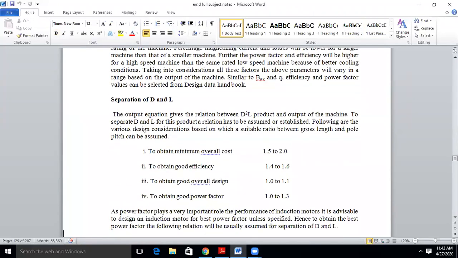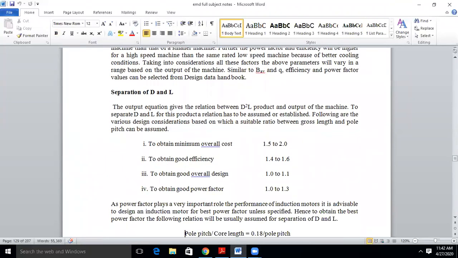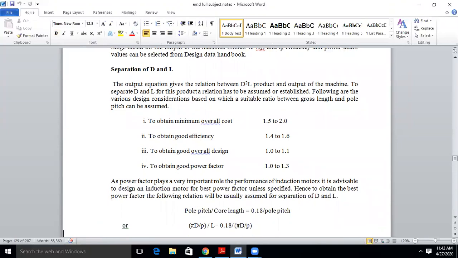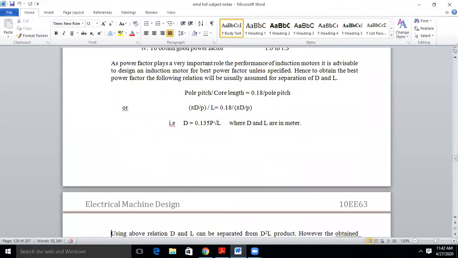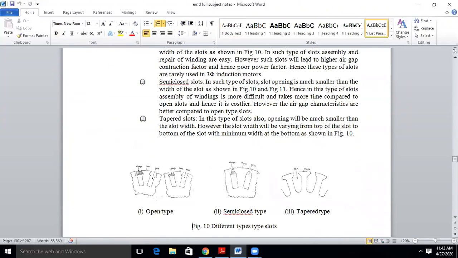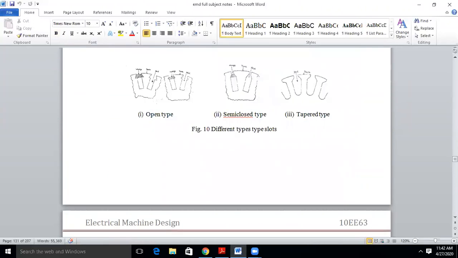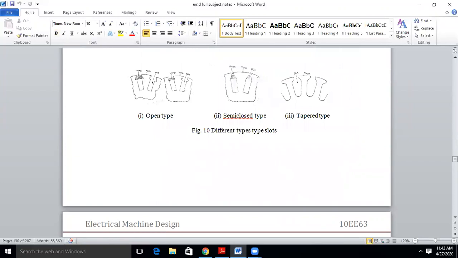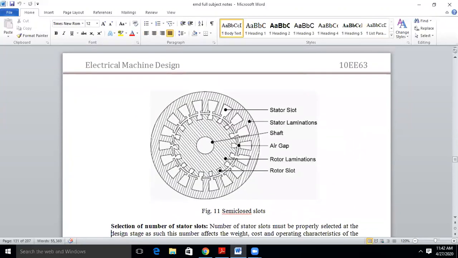We have also discussed the separation of D and L. In the output equation, whatever equation we are getting, D square L, that has to be separated. We need to get the separate values of D and L. We have also seen the design of the stator. There are three main types: open type slots, semi-closed type, and taper type.